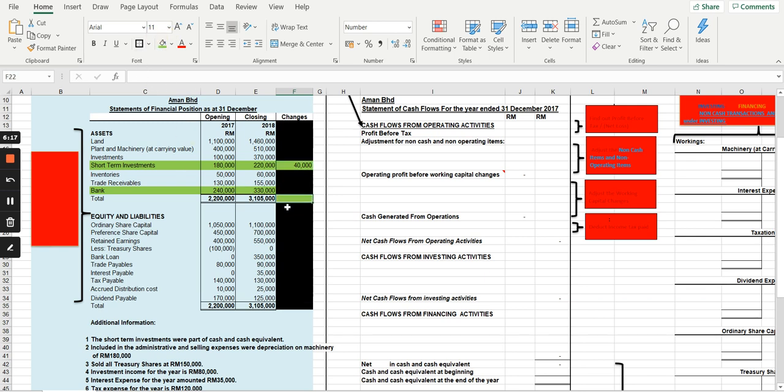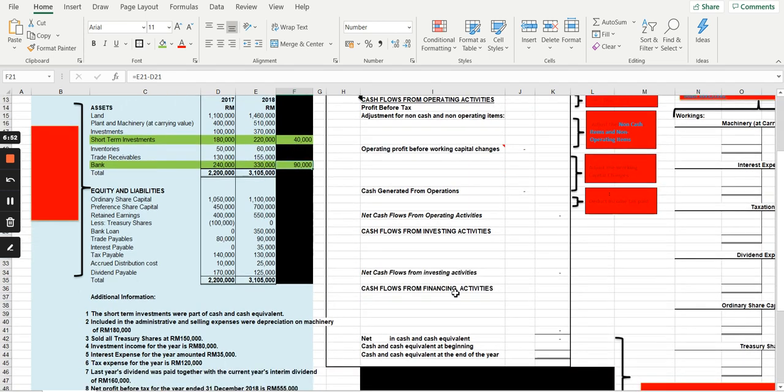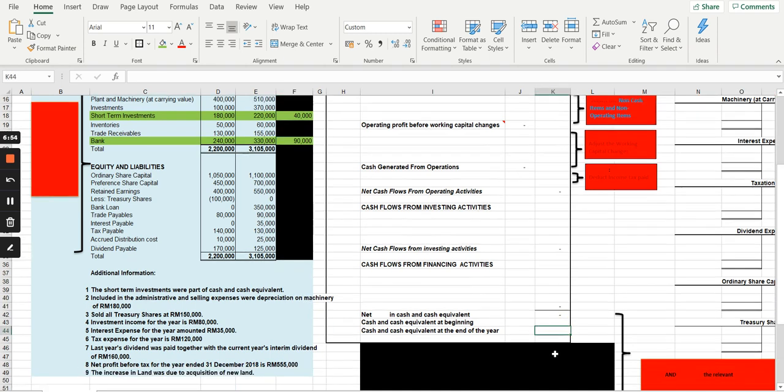Okay, so the first item here shows an increase of 40,000, which is from short-term investment, and the bank balance shows an increase of 90,000. What to do is you take the closing balance minus the opening balance. So if you have a positive balance, it means there is an increase due to the cash flow movement, right? Okay, so these two will have to be included here. Yeah, you have to include them here.